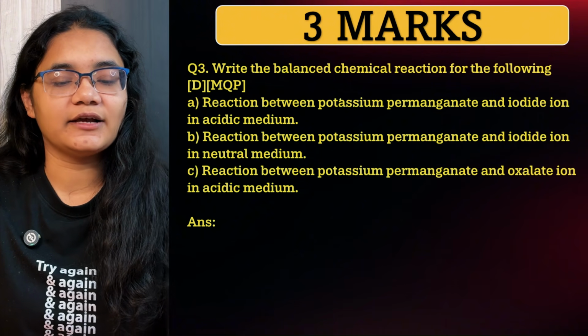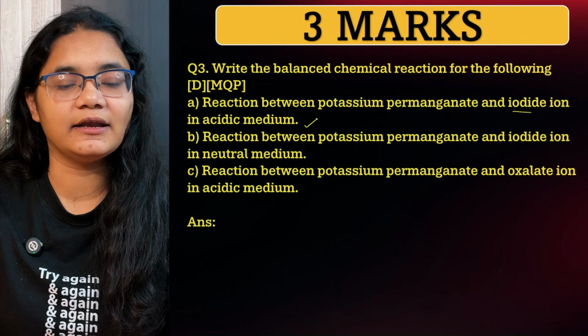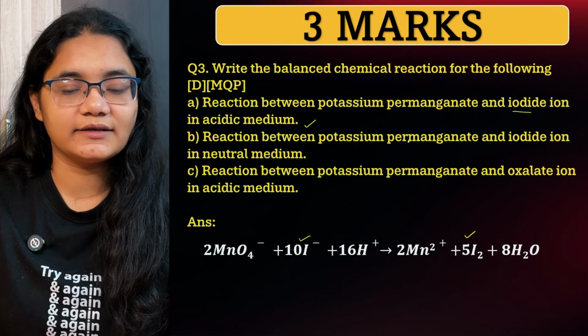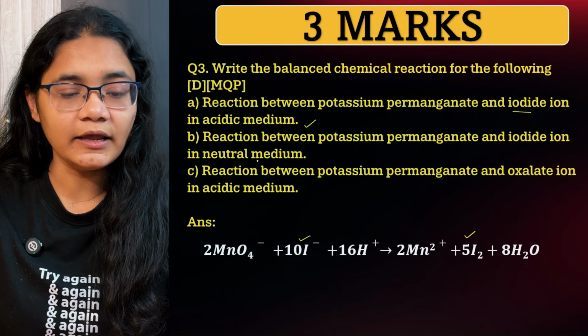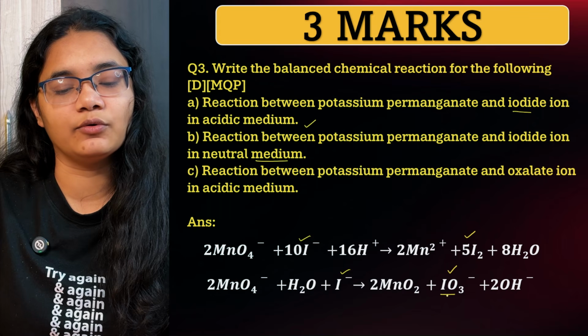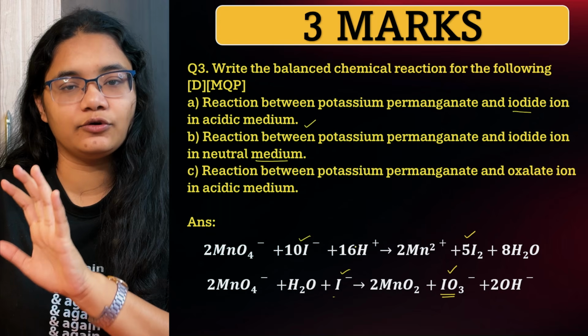Next, the balanced reactions for potassium permanganate to convert iodide ion in acidic medium. Okay, iodide ion in acidic medium will give you I2. Next, in neutral medium, how will this react? In neutral medium, I minus reacts to give you IO3 minus. Okay, you just remember these parts are important, that what gets converted to what.